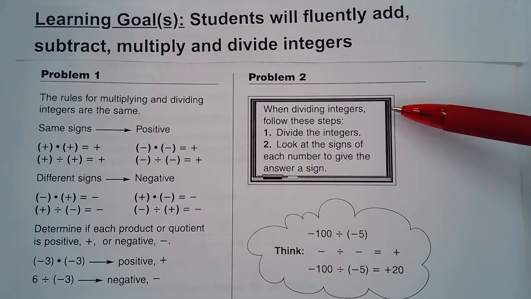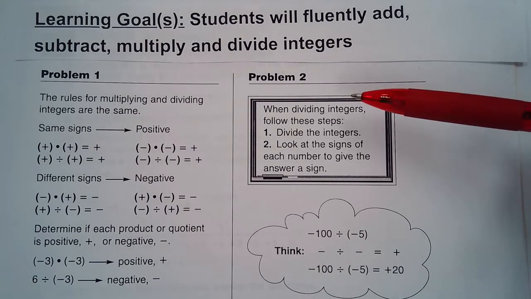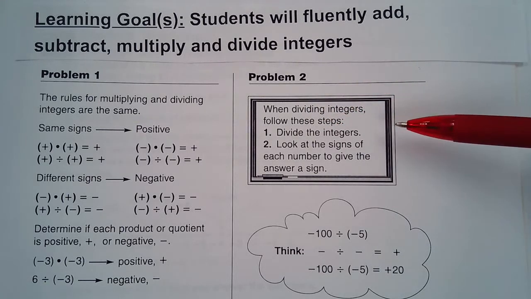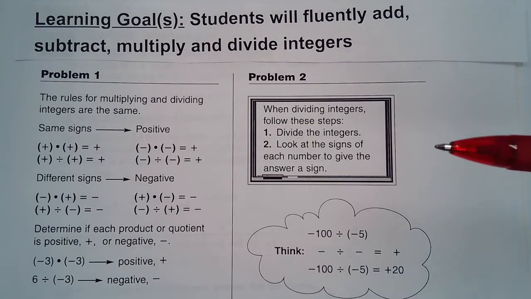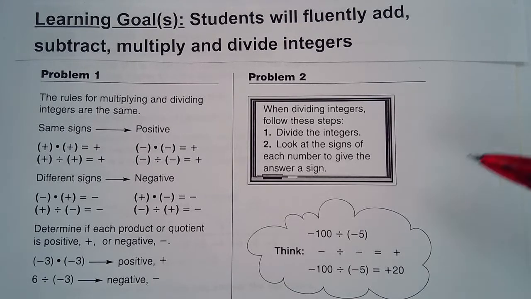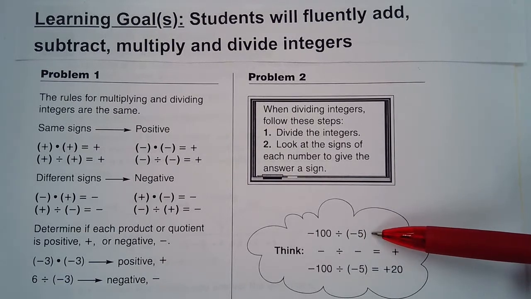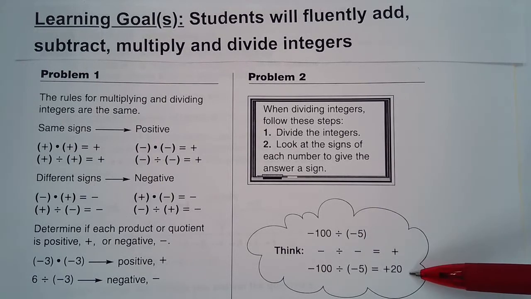So it's probably easiest for you to use the steps that are given here. It says when dividing integers, and I'm going to say when dividing and multiplying integers, you can use these steps. The first thing, go ahead and multiply and or divide the integers. And then look at the signs to determine whether or not your answer is going to be positive or negative. So for example, here we have negative 100 divided by negative 5. 100 divided by 5, we know is 20.